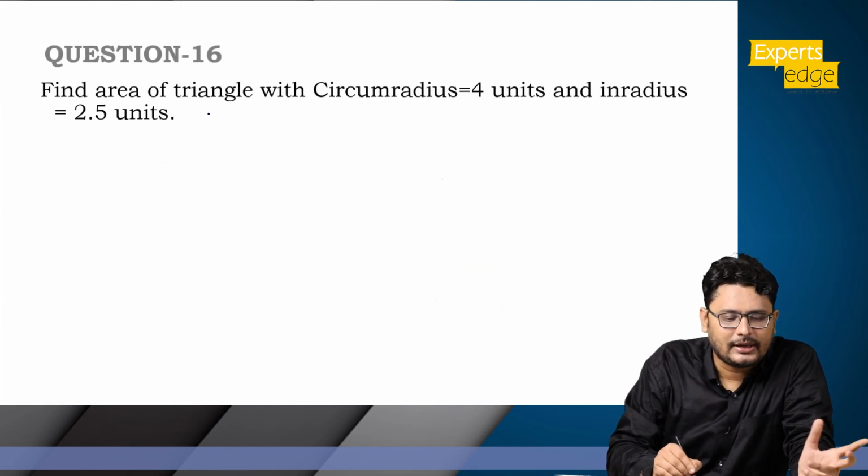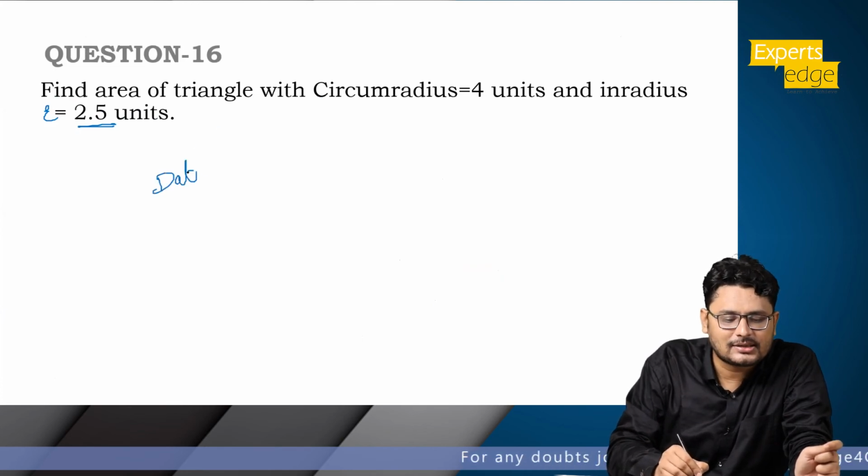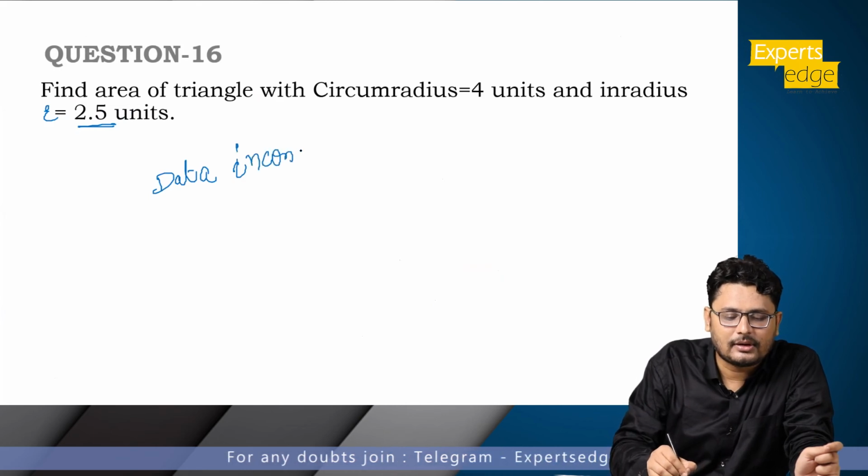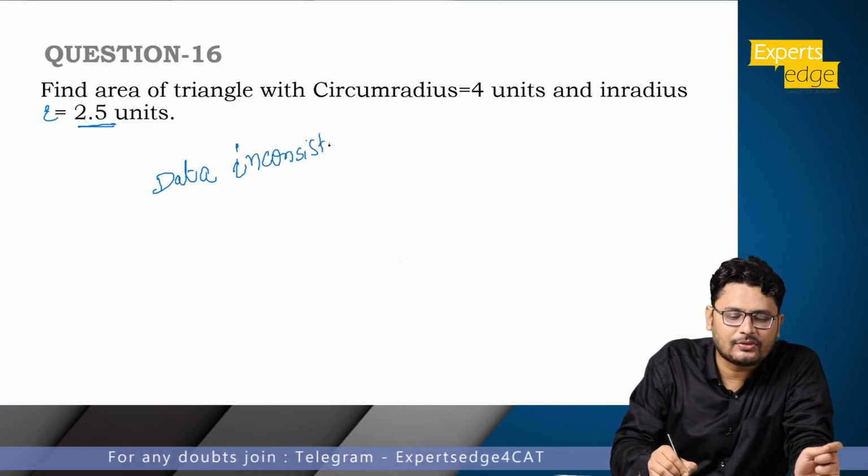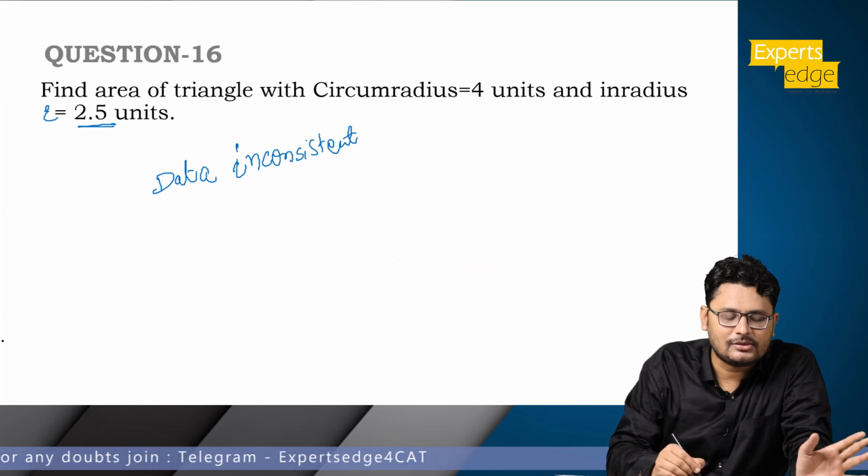Now area of triangle, can this be a triangle? No, because अगर मेरा in-radius 2.5 है तो मेरा circum-radius at least 2.5 का डबल होना चाहिए था, that is at least 5. So इसका आंसर होगा data inconsistent, triangle is not possible. Data inconsistent as circum-radius has to be at least 5. So in this question it is not possible.